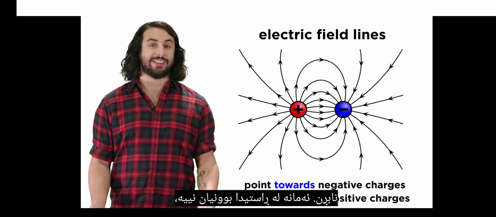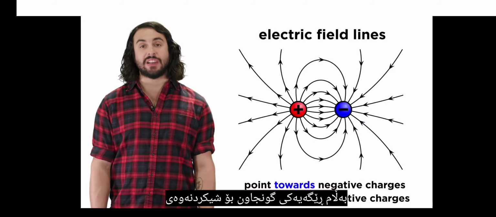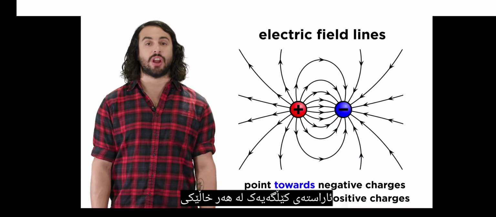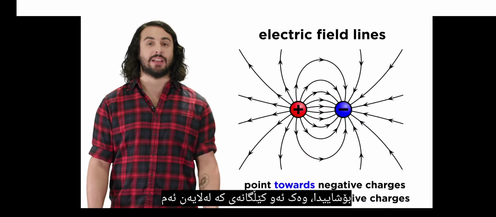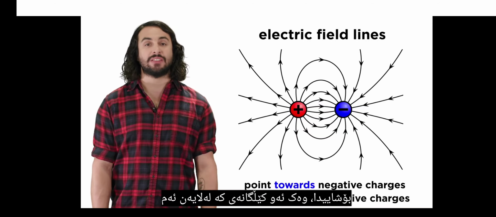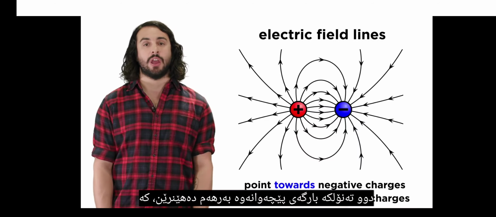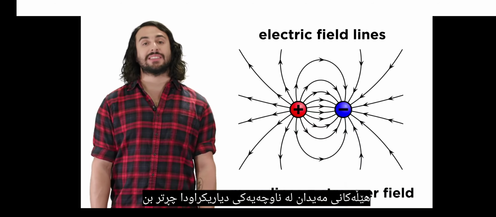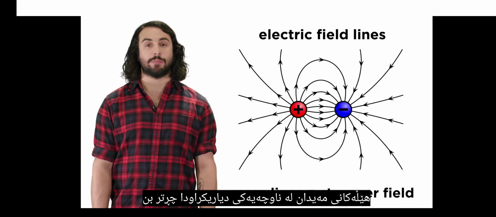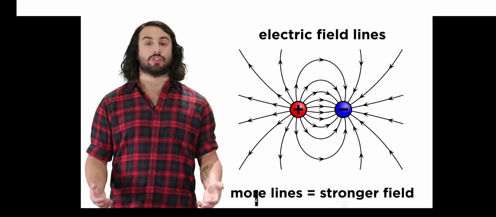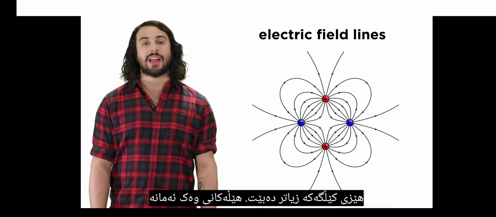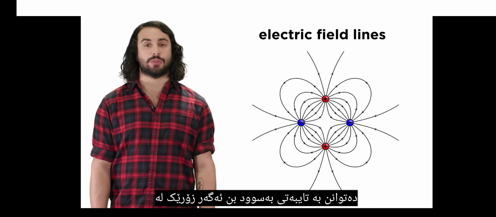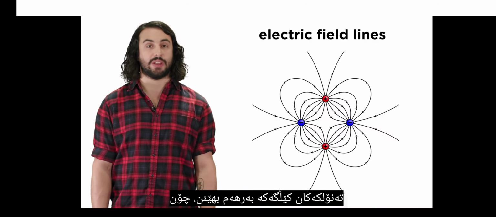These don't really exist, but they are a convenient way to analyze the direction of a field at any point in space, like the field produced by these two oppositely charged particles, which we can call an electric dipole. The more densely packed the field lines are in a particular region, the greater the strength of the field. Lines like these can be especially useful if many particles are producing the field.